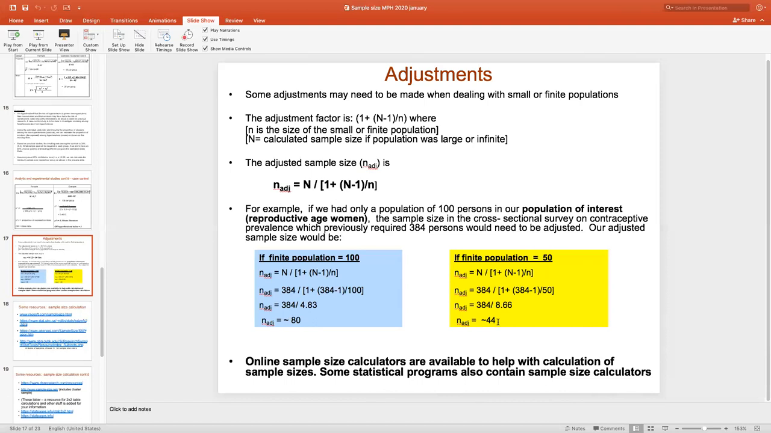Which is why, when your population is small, people say, why go to the effort of sampling and randomly choosing among 44 when you can study all 50? Just go and study the 50. So when the populations are small, we don't do sampling, we just do a census. If you have only 50 children with glioblastoma multiforme on CT scan or MRI, there's no point in sampling. Just do the 50 children and done.